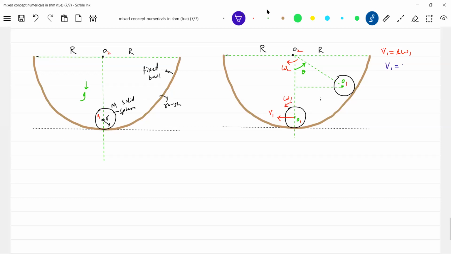At the same time, V1 is equal to what? (R minus r) omega 2. Because the radius of the sphere is small r, the radius of this will be capital R, no? So what is the distance O1 O2? O1 O2 should be capital R minus small r. So let me equate this. r omega 1 equal to (R minus r) omega 2. Omega 2 in terms of omega 1, I can replace here.